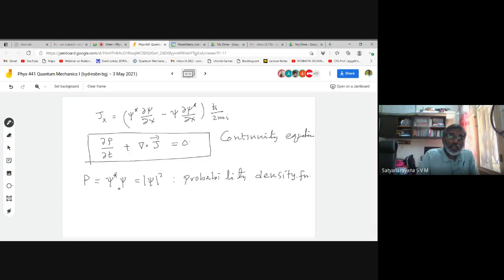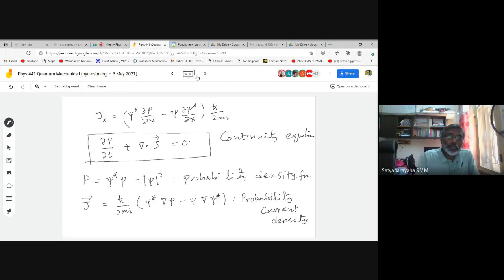And this j is a vector quantity which is given by h bar by 2mi into psi star del psi minus psi del psi star. This is called the probability current density, or probability current.